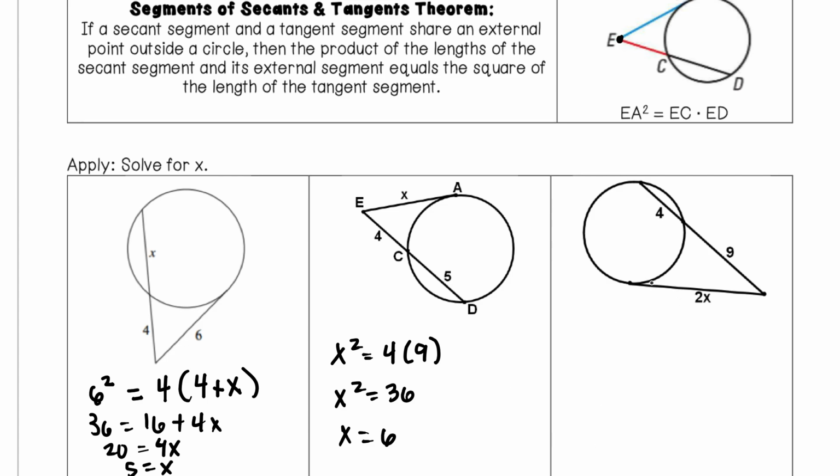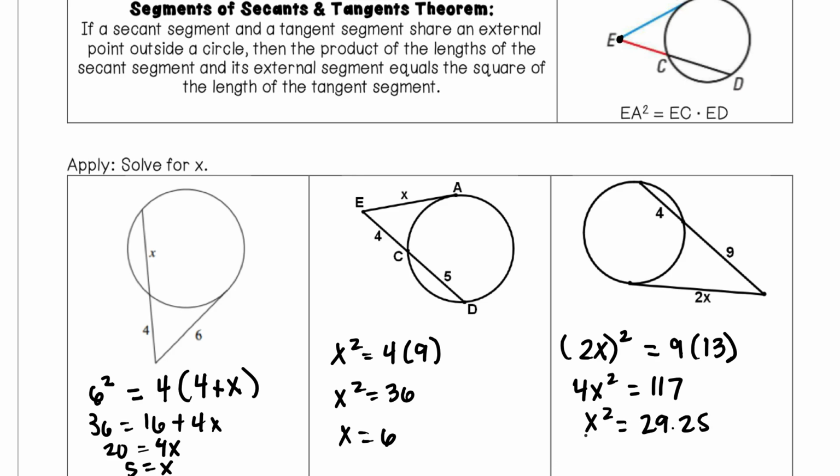And then last up, we have this tangent, which is 2x. I need to square that entire segment and set that equal to the external times the entire secant segment, which is 13. So when I do that, I'm left with 4x squared equals 117. I'm going to divide by 4, which leaves me with 29 1/4. Take the square root, and so I'm left with approximately 5 4/10 when we round to the nearest tenths place there.